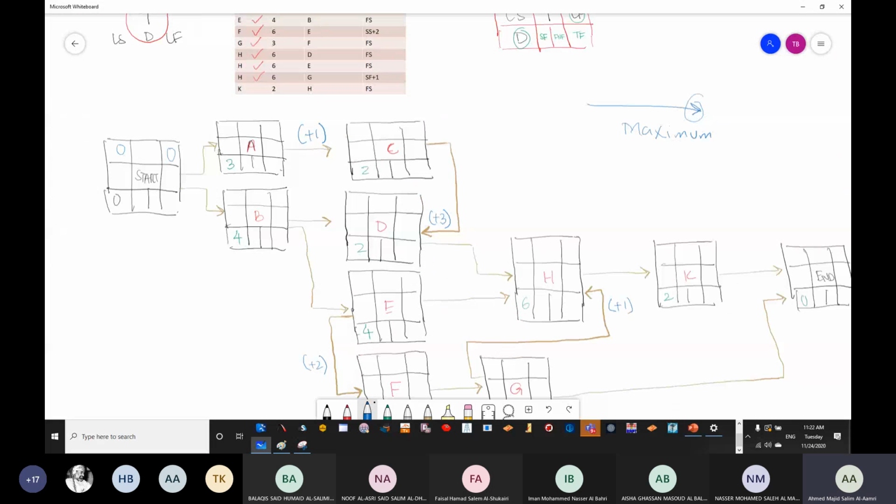Here we have one arrow going from 0. So 0 plus 3 is going to be 3. One arrow going inside, so it's 0 plus 4, which is 4. One arrow is going inside C: 3 plus 1 is going to be 4. 4 plus 2 is going to be 6. Are we clear till now?